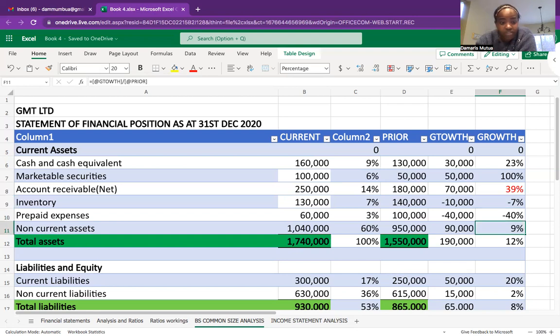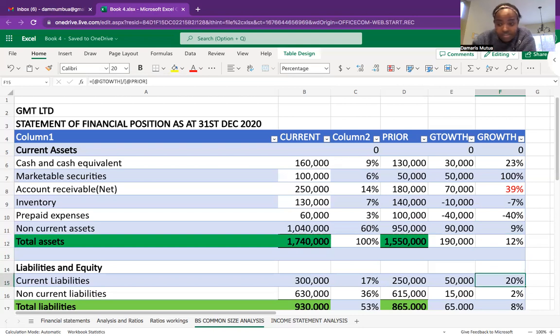Our non-current assets have grown by 9%. Maybe we acquired more fixed assets. They are also called fixed assets, the PPE. Maybe we bought new motor vehicles, we bought more computers, we bought more furniture. That could be the reason why they are growing. Our total assets have grown by 12%. So we've grown our total assets.